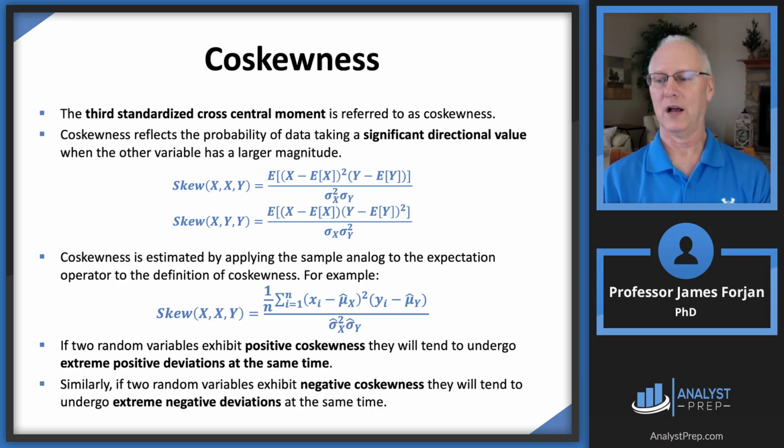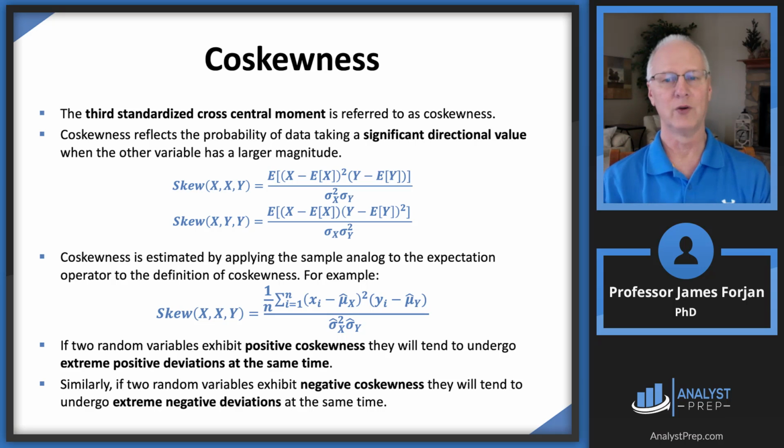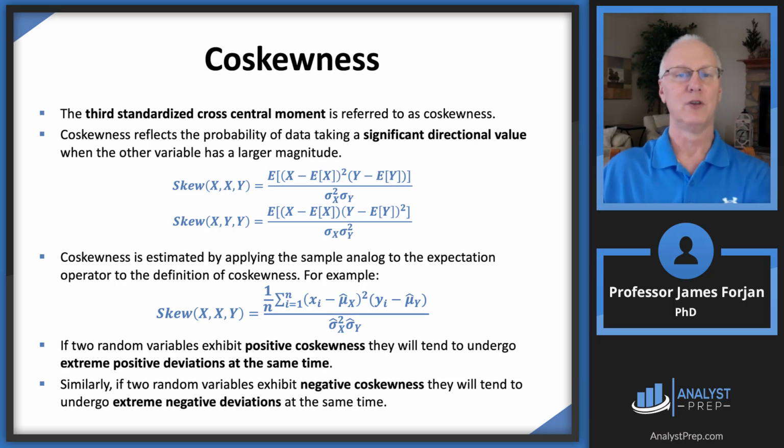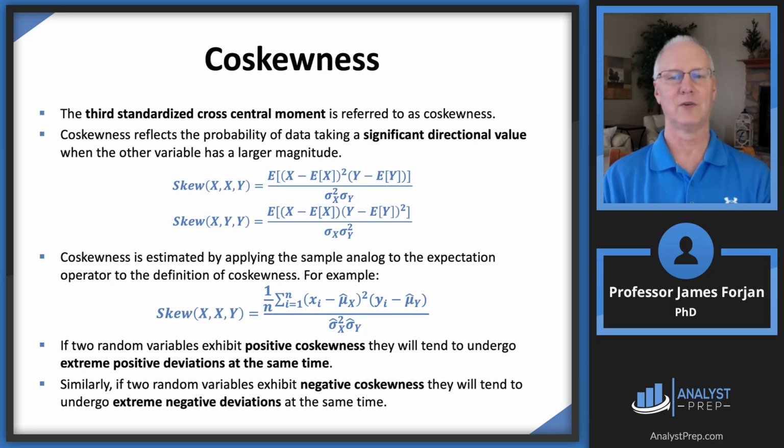Now, I will admit to this. During my life, in no exams did I ever have to compute Coskewness, but I have to interpret it. Lots of these statistical packages will produce Coskewness and Cokurtosis. So let's focus on those bottom two bullet points. If two random variables exhibit positive Coskewness, they will tend to undergo extreme positive deviations at the same time. So that's where we're looking at the right-hand side of the distribution. If we generate large returns in security A, then we're likely to generate large returns in security B. But then, of course, the opposite holds true.